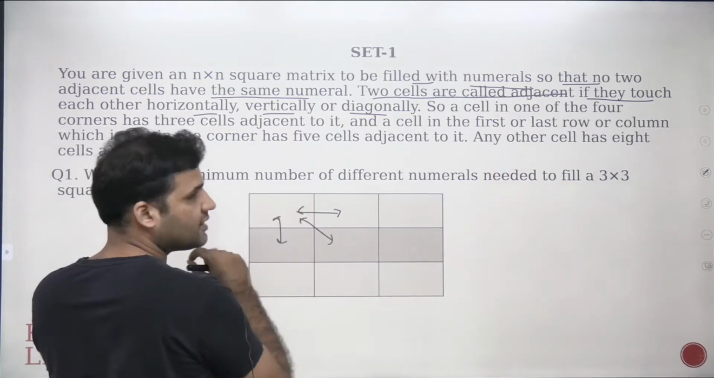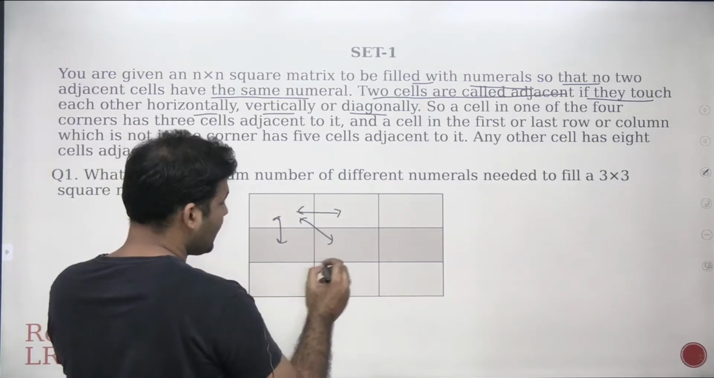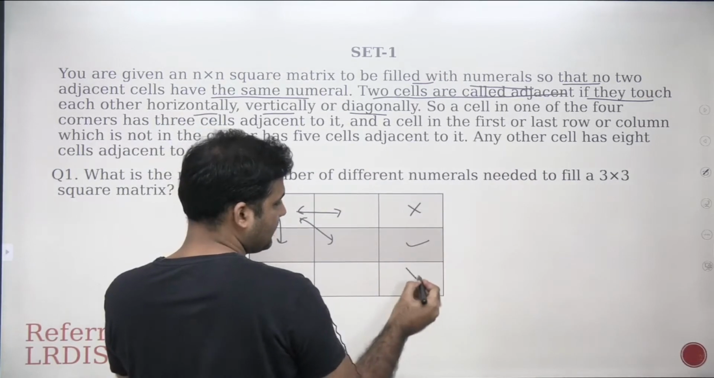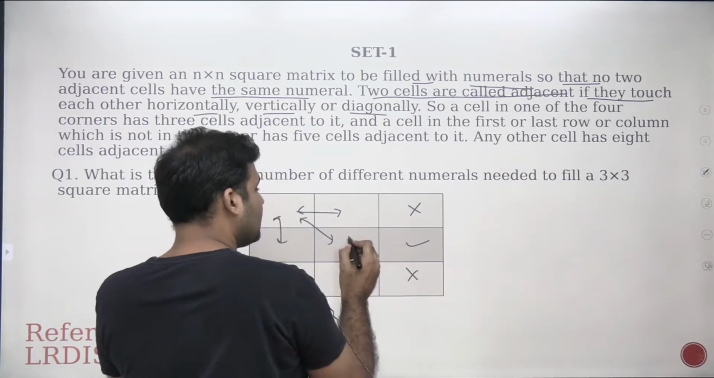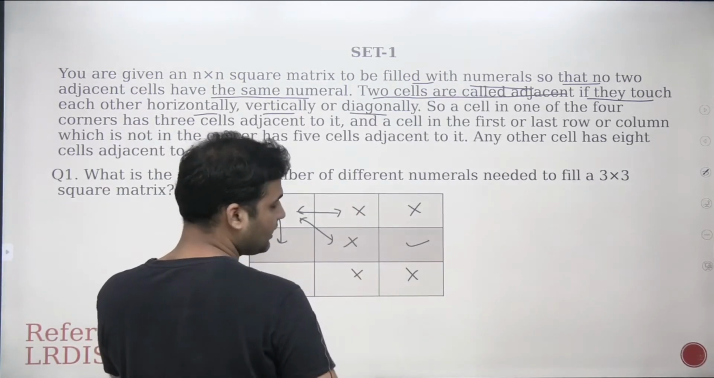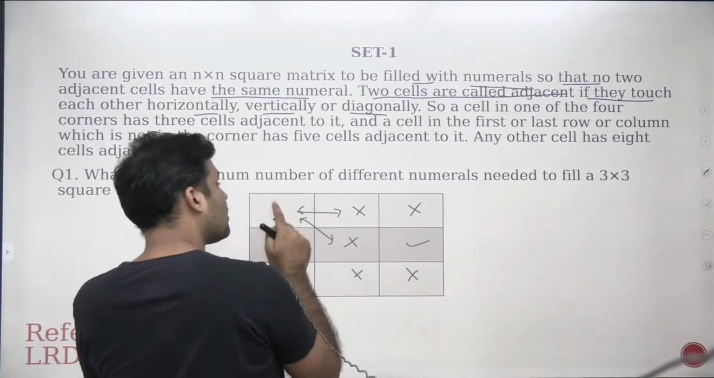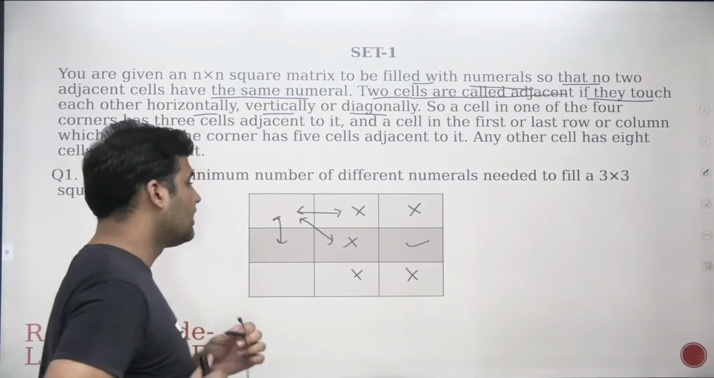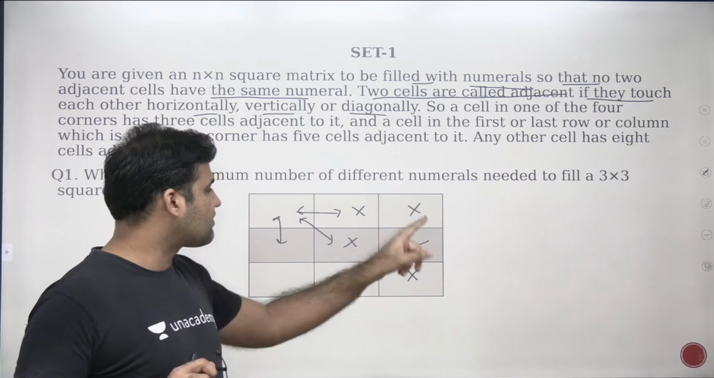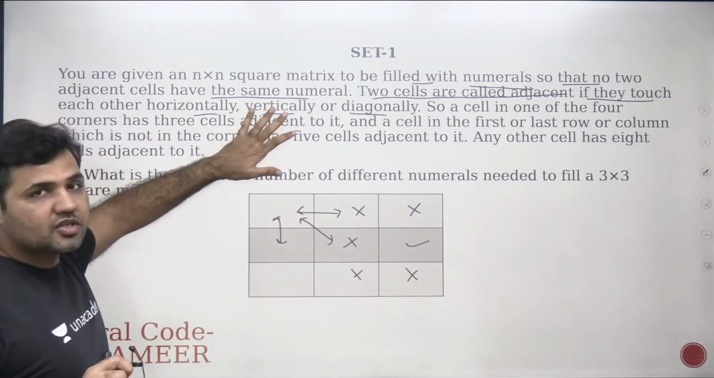For example, if I look at this particular cell, these three cells are the adjacent cells to this cell, right? If I look at this particular cell, this one is vertically adjacent, this is also vertically adjacent, this is horizontally adjacent, this is diagonally adjacent, and this is also diagonally adjacent. So this particular cell has 5 adjacent cells. This corner cell has 3 adjacent cells, right? The cell exactly in the middle of this matrix will have 8 adjacent cells, right? So this is what has been mentioned in the first paragraph.